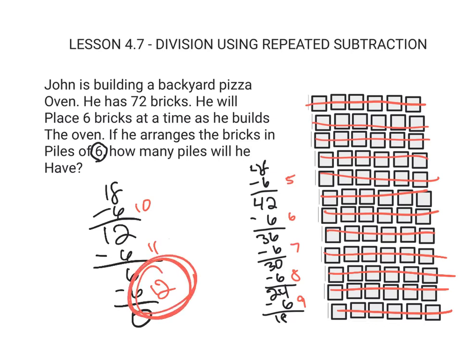All right, the answer is 12. We subtracted 6 12 times. Cool. So there are going to be 12 piles of bricks. I mean, that's your answer, right?